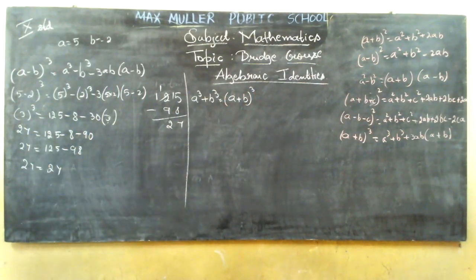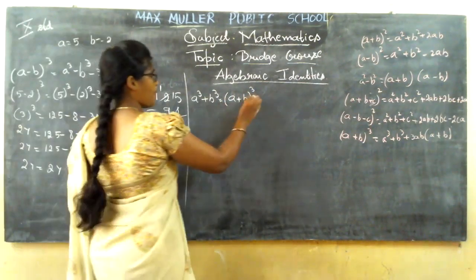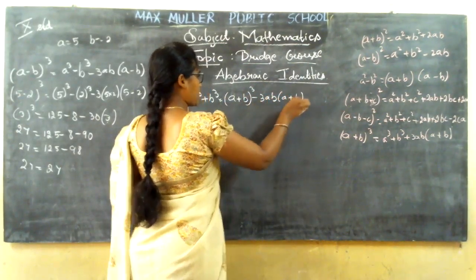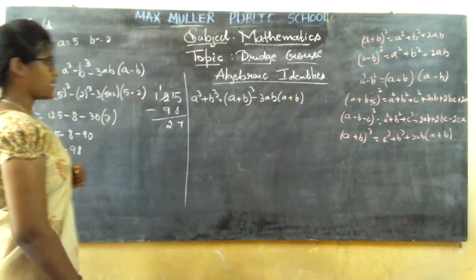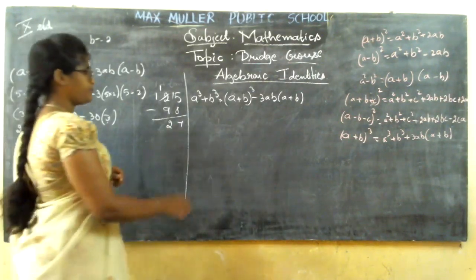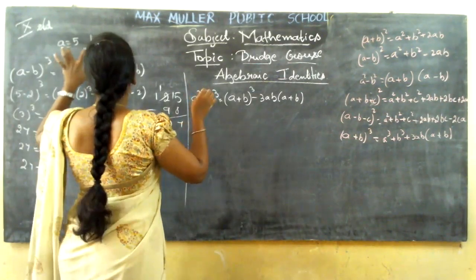That is 3ab into a plus b. Correct? So today's class will complete this identity. That is, a cube plus b cube is equal to a plus b the whole cube minus 3ab into a plus b. Okay?